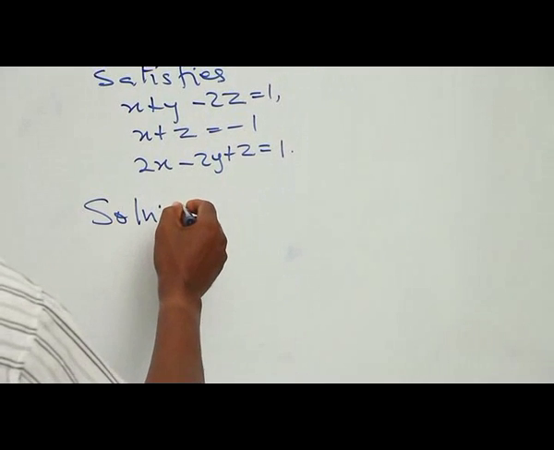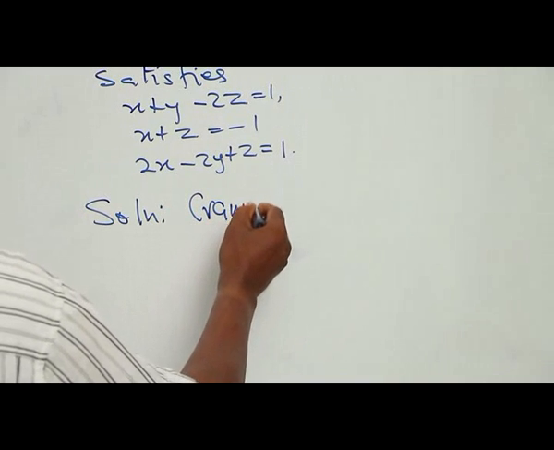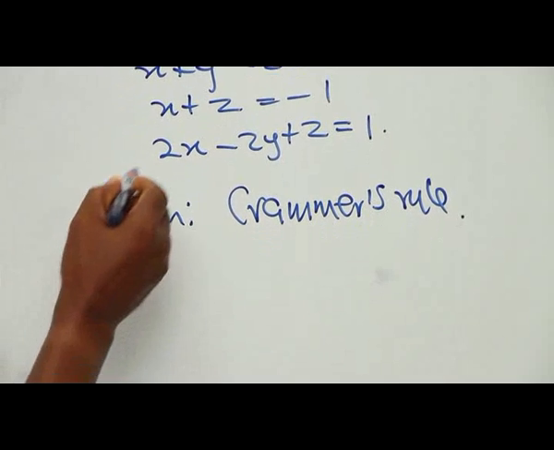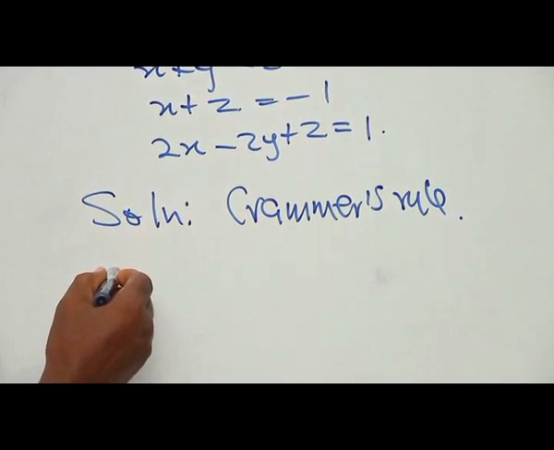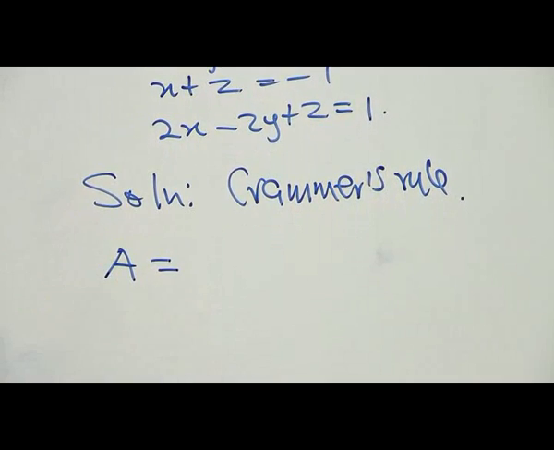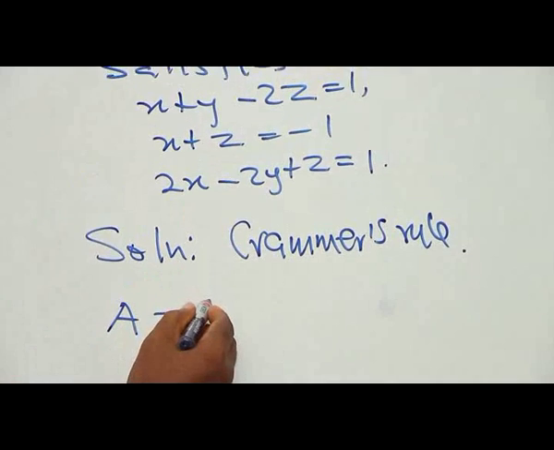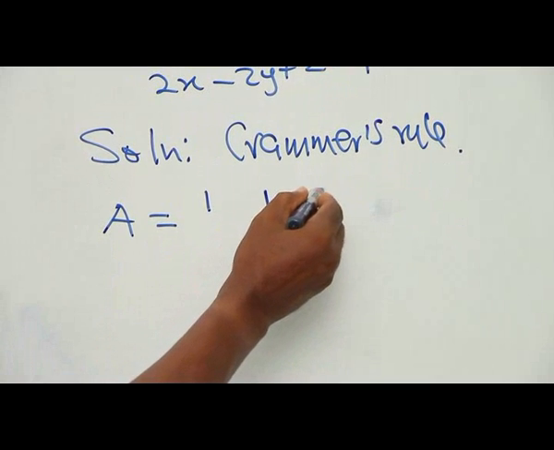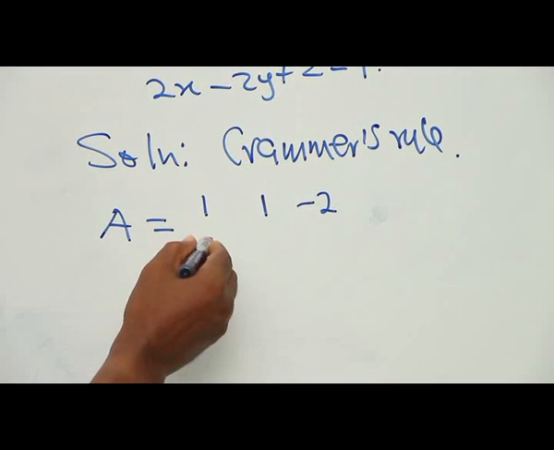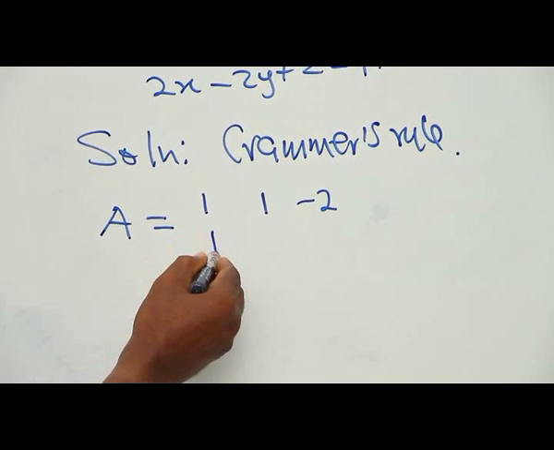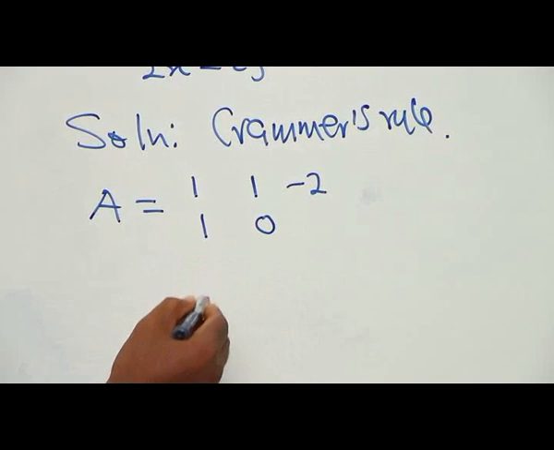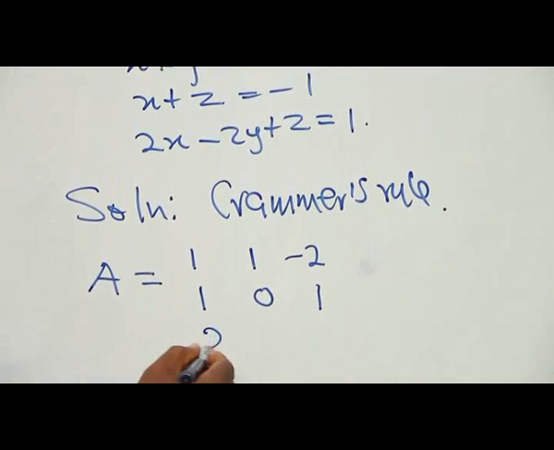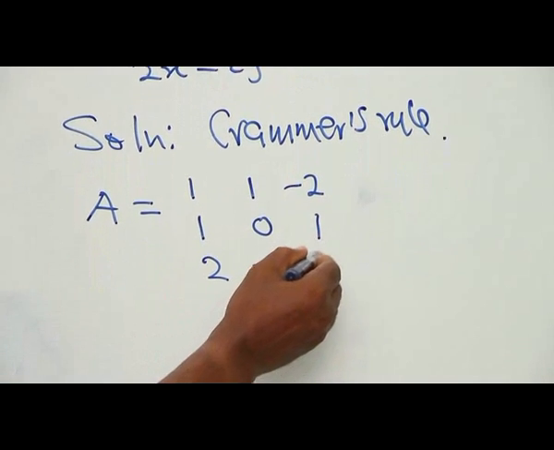We are going to use Cramer's rule to solve this problem. From what we have, the matrix, let's call it matrix A. We write out the matrix form: 1, the coefficient of S, 1, the coefficient of Y, minus 2, the coefficient of Z. We also have a similar one: 1, the coefficient of S, 0, the coefficient of Y, and 1, the coefficient of Z. Then we also have the next one: 2, and then minus 2, and then 1.